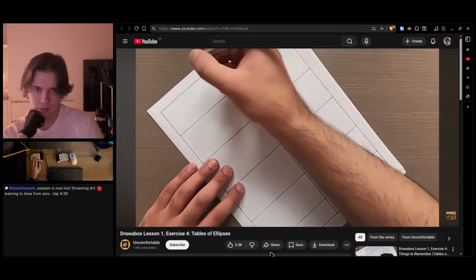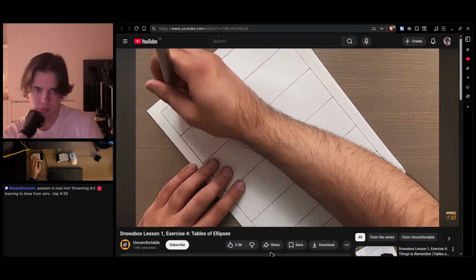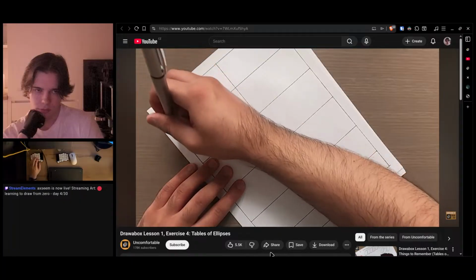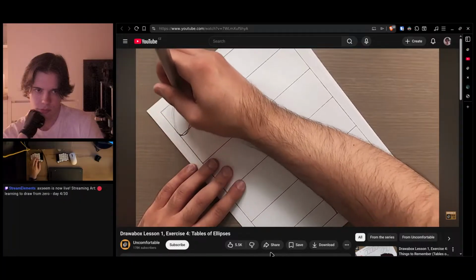The exercise itself is pretty straightforward. In each rectangular space of the table, draw the same kind of ellipse, starting from one side and working towards the other.